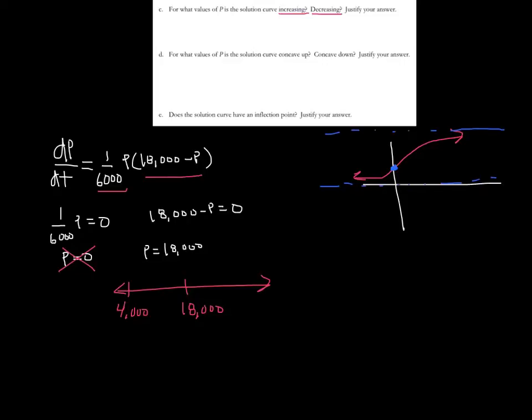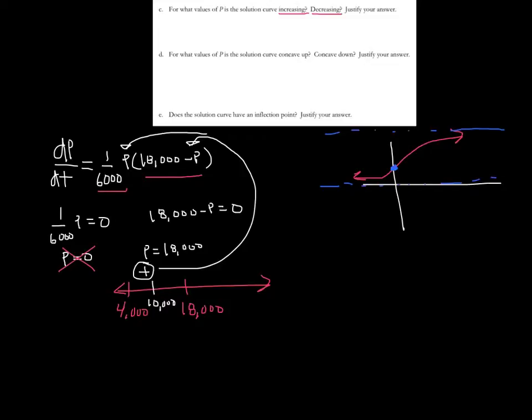Let's try it. Let's plug in 10,000, which is somewhere around there. We're going to plug that into our differential equation, and you can see, we're going to plug it into here also. You're going to get a positive number times another positive number. Well, hey, that means that the first derivative is positive from 4,000 to 18,000. All right? So that is the answer to letter D.